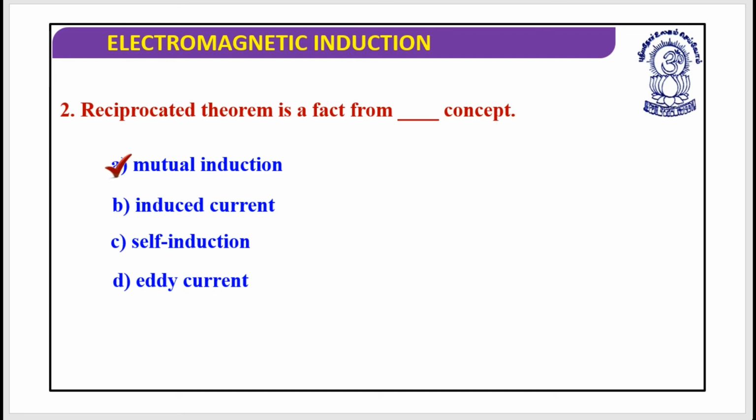Let's look at the second question. The reciprocity theorem is a fact from the blank concept. Yes, it is the concept of mutual inductance, that no one behaves as a primary or no one can behave as a secondary. It is just the property of this two-coil combination that will work for us. I hope this is clear.